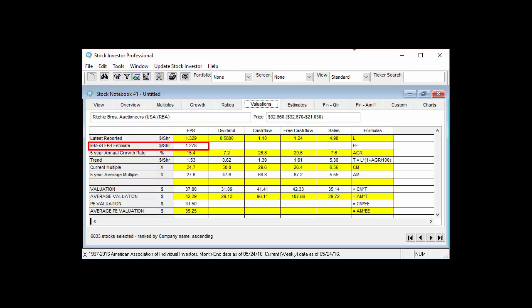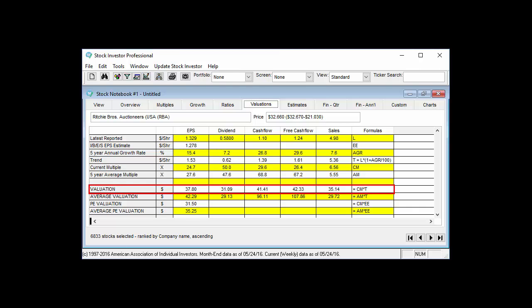Looking at the IBIS EPS estimate figure for Ritchie Brothers in the EPS column of the Valuations tab, we see that analysts do not believe earnings will maintain the same average growth of the last 5 years. In fact, analysts polled by IBIS are expecting earnings for the current fiscal year to fall to $1.28 from the current trailing value of $1.33 and below our trend or T figure of $1.53 per share.